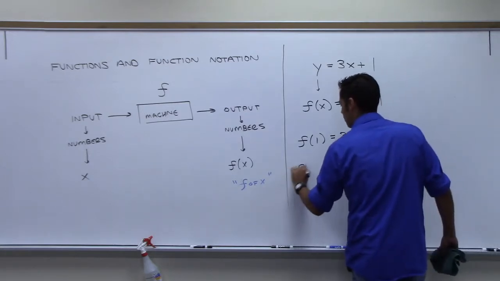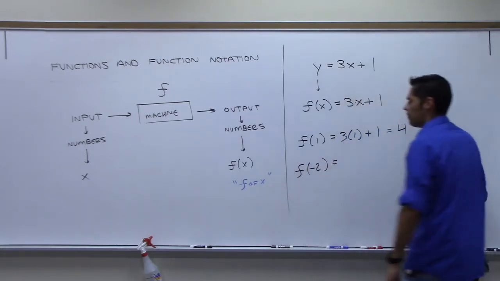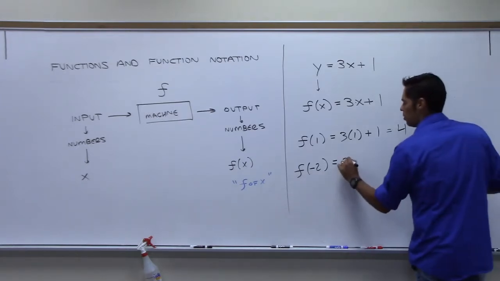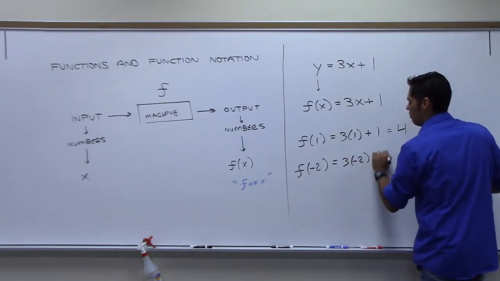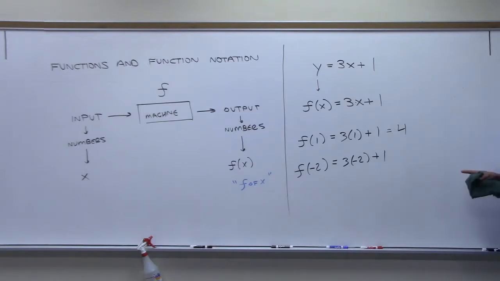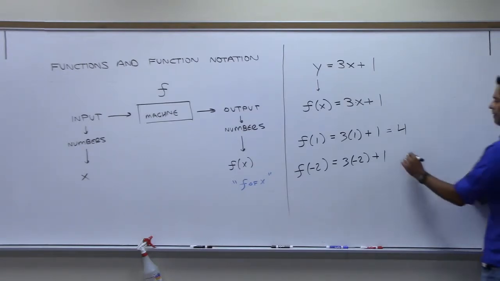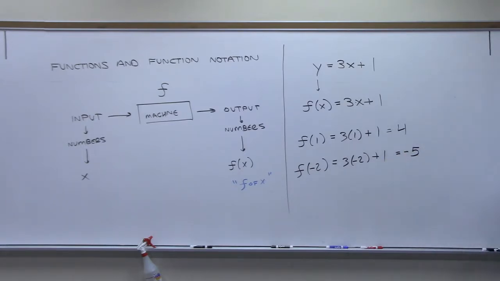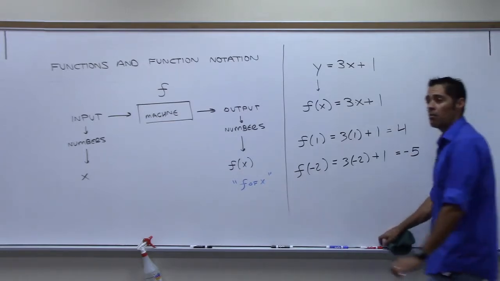And we keep doing this. F of negative 2, what's that? 3 times negative 2 plus 1, so negative 5. With me? Now, we know that we could graph this, right?